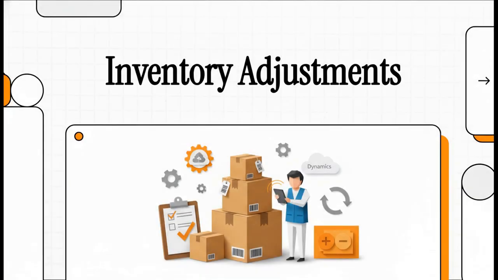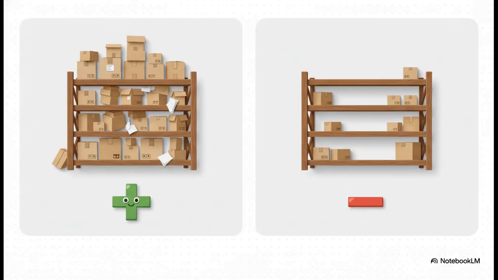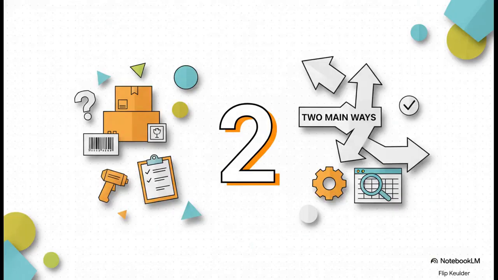Inventory counts off? No problem. Let's walk through how to fix them in Business Central. So, real quick, a surplus is a positive adjustment and a shortage is a negative one. Simple as that. Business Central actually gives you two main ways to make these corrections.